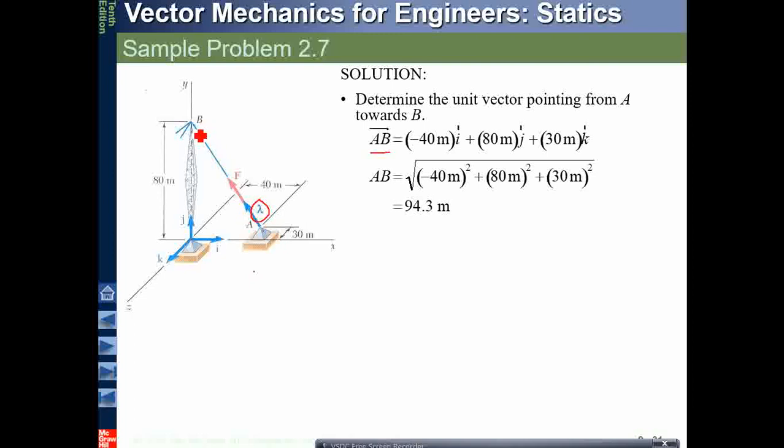So how will I go? I will move in X, I will move in Y, I will move in Z. Then only I will be able to go. So you are standing here and you want to go there. How will you go? First of all, I will move in the X direction. Where is my X direction? This is my X direction. So I will move in this direction. This is against this 40, so this component will be minus 40 i.